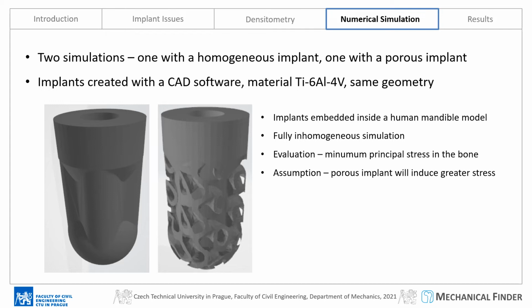My assumption going into this analysis was that the porous implant, so the implant on the right, will induce greater stress in bone as it is far less stiff than the homogeneous variant and will allow for better preservation of the mechanical properties in the long term.